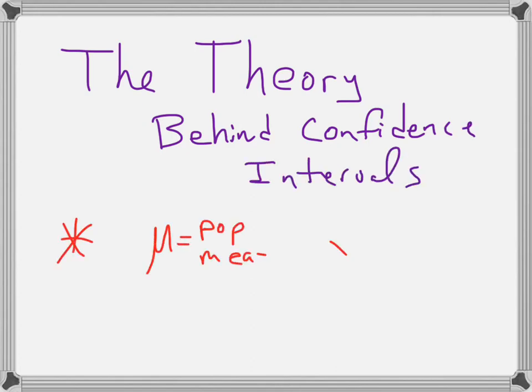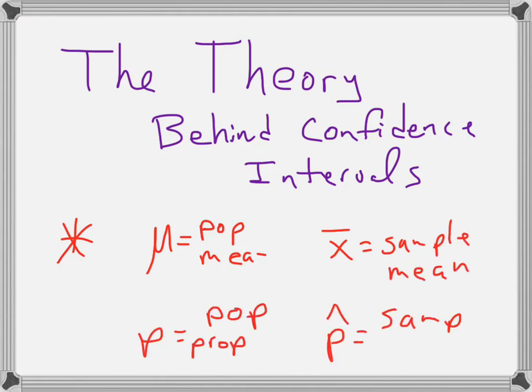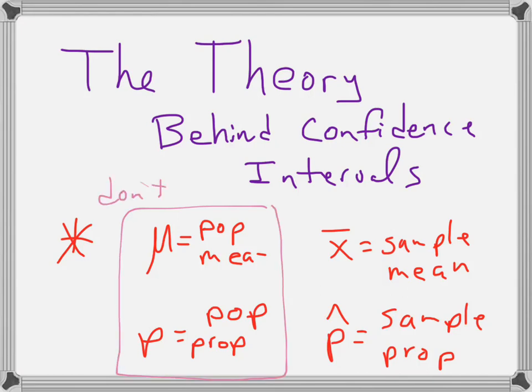A really important point of notation: when we're talking about mu, that letter that looks like an M with a little drop down in front, that's the population mean. X bar is the sample mean. The thing about population means and population proportions is we don't know them. That's why we do inference, so that we can take something we do know and make a statement about the true parameters. Whenever you see P, that's the population proportion, and P hat is the sample proportion. Let's move on.